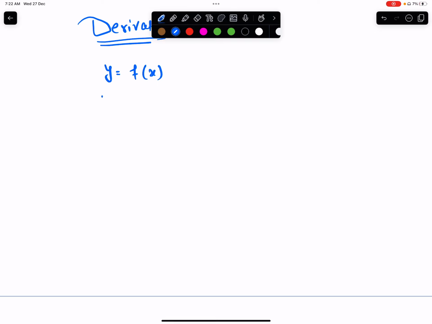We have to differentiate y, and this is a function of x, so we have to differentiate y with respect to x. We can write it as dy by dx equals d by dx of f of x. Now we have some properties for how to solve derivatives. The first is, we have y equals x raised to the power n. How will we solve that?